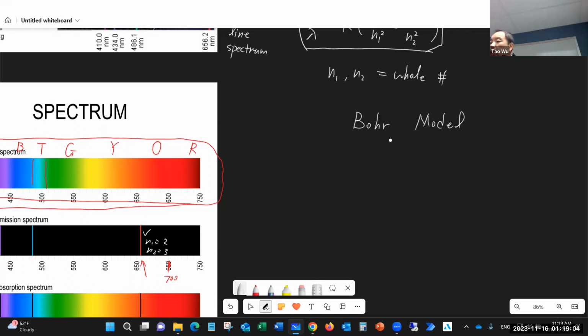Bohr said the nucleus is in the middle and the electrons orbit around the nucleus, just like the planets orbit around the sun. So it describes a 2D structure, not 3D. The nucleus is in the middle, and then we're going to have the orbit. I'm not going to write the whole orbit because it will be very, very big, so I'm just going to write it like this.